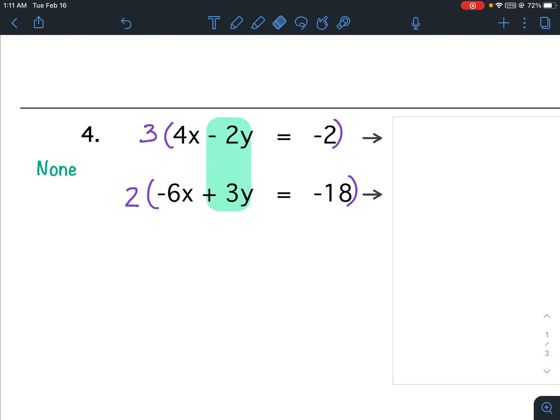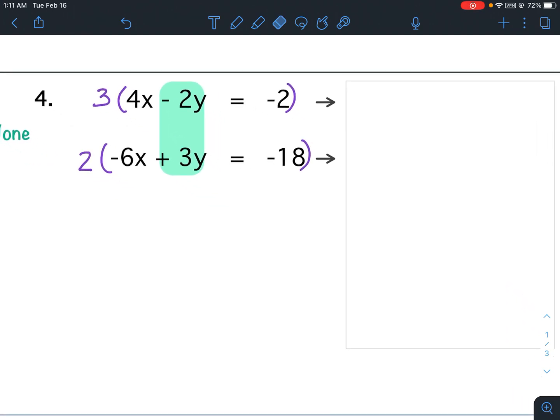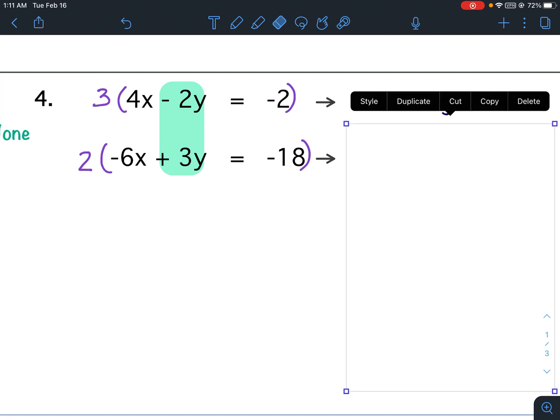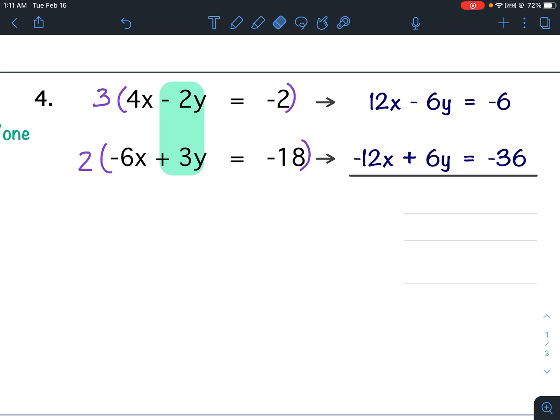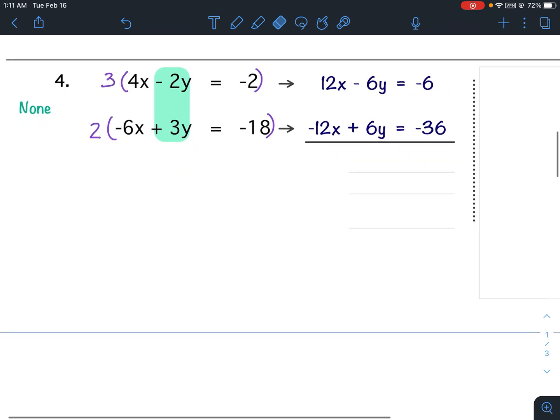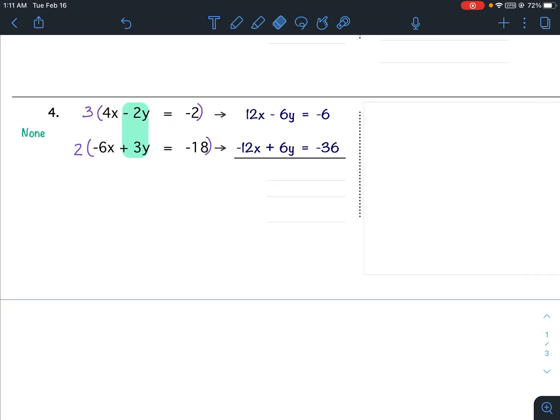So 3 times 4x would give me 12x. 3 times -2y would give me -6y. And 3 times -2 would give me -6. So I get 12x minus 6y equals -6. On the bottom, 2 times -6x would give me -12x. 2 times 3y would give me +6y. And 2 times -18 would give me -36. So when you multiply the 2 equations, this is what it's going to end up looking like. And that's all the farther I'm going to help you with number 4.